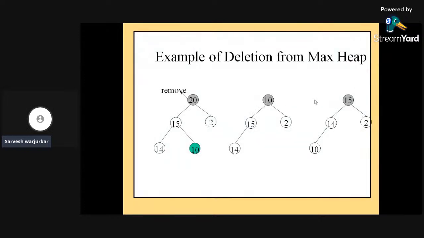Example of deletion from a max heap: if we want to remove any element we can, but that should again follow all the properties of the heap tree, the properties I have already discussed.